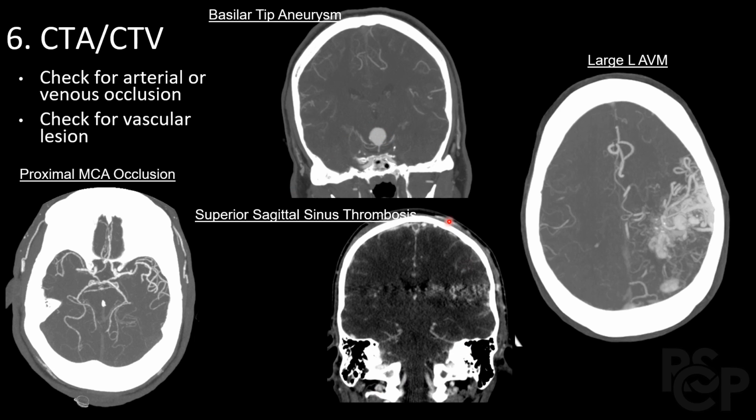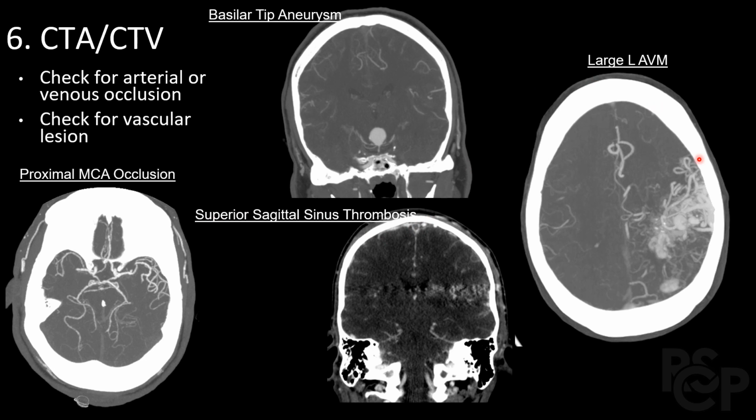If we look at the case at the bottom here, you can see contrast is highlighting the dural venous sinuses. You can see a little bit of contrast in the superior sagittal sinus here, but there seems to be an area of hypoattenuation in the center. This is concerning for superior sagittal sinus thrombosis.